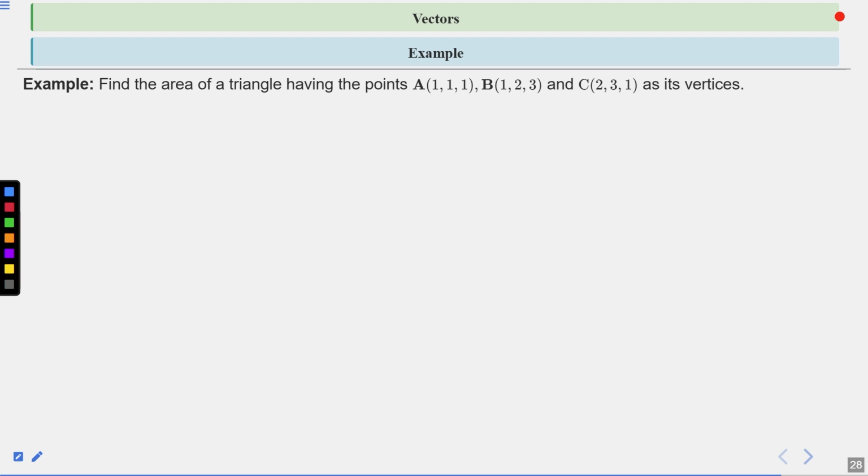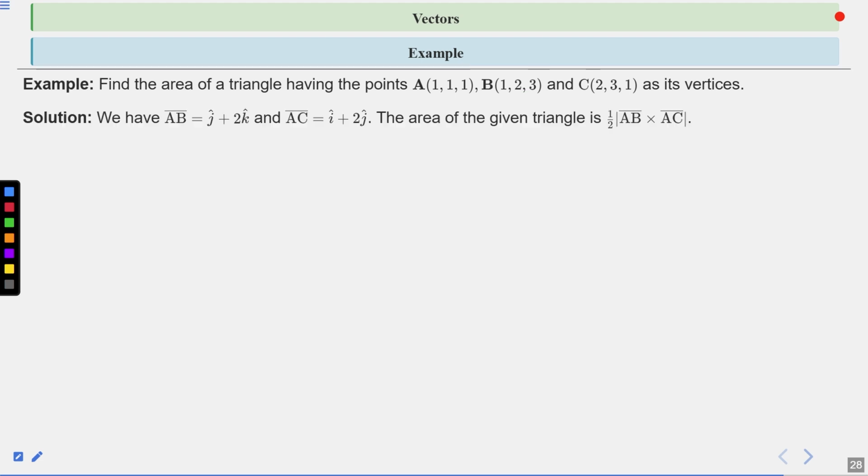Now this question is for you. Find the area of the triangle having points a = (1, 1, 1), b = (1, 2, 3) and c = (2, 3, 1). These are the given coordinates, or we can say vertices. We have AB vector equal to j cap plus 2k cap, and AC vector is i cap plus 2j cap.